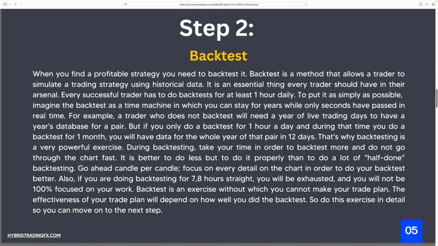So do you see the power in there? One trader is going to be able to sum everything up and have that amount of data in just 12 days.